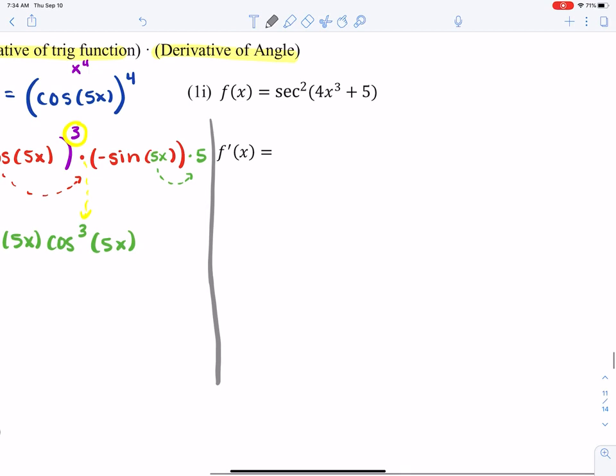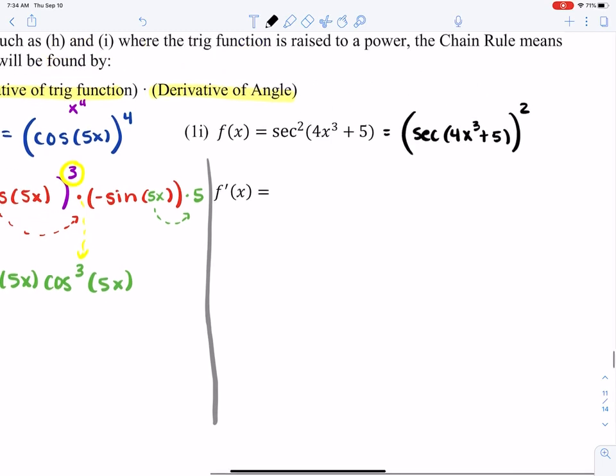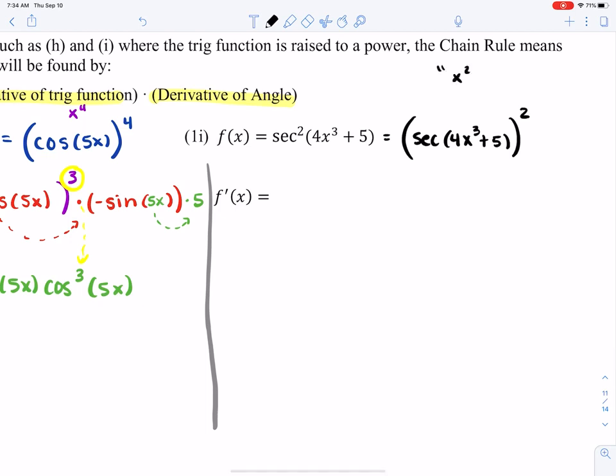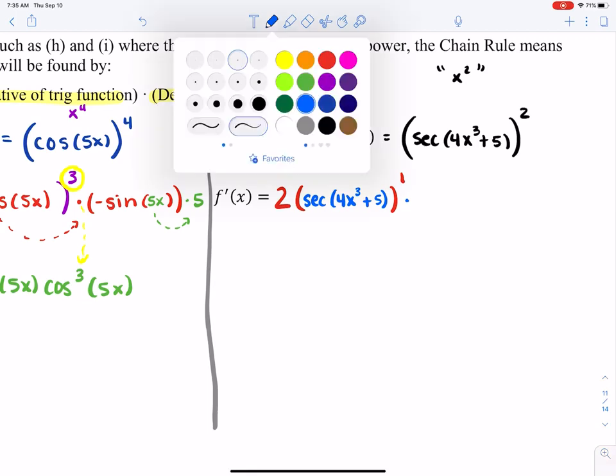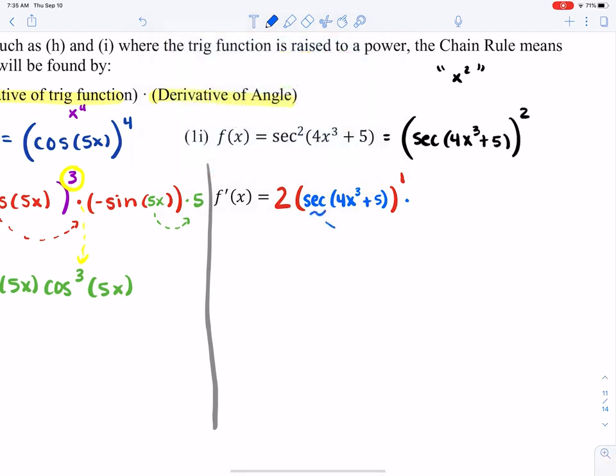Secant squared of 4x cubed plus 5. The most important thing you can do is rewrite this. Rewrite it so that your brain now thinks about this as everything to a power of 2. And so my first thought is I'm treating this like x squared. And I'm going to take the derivative of x squared. I'm going to take a 2, I'm going to have stuff, and I'm going to subtract a power. My inside function does not get touched. So I'm going to still have secant of 4x cubed plus 5. Then we're going to execute the chain rule. So I'm going to take this secant and I'm going to multiply by the derivative of secant.